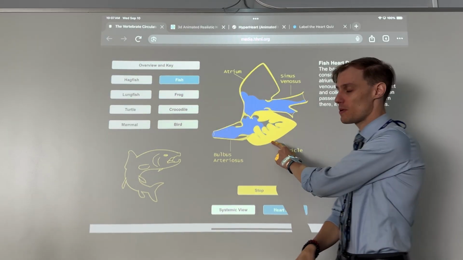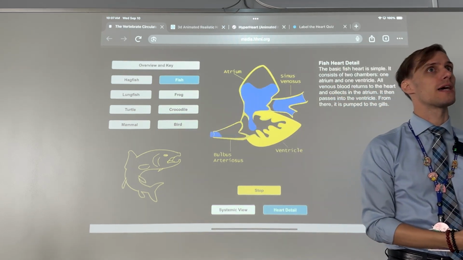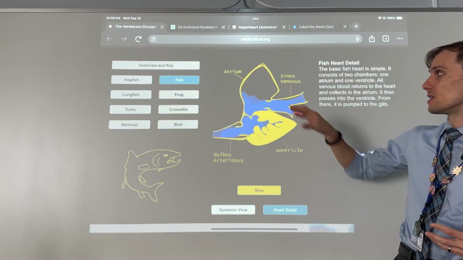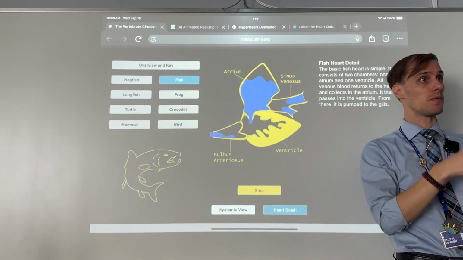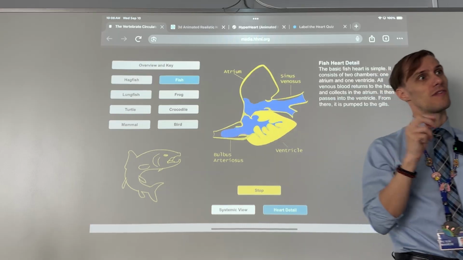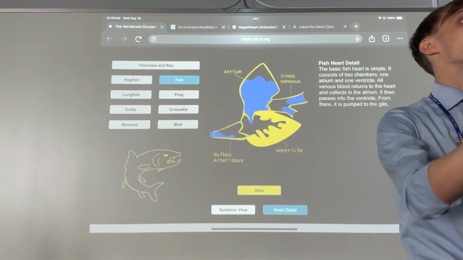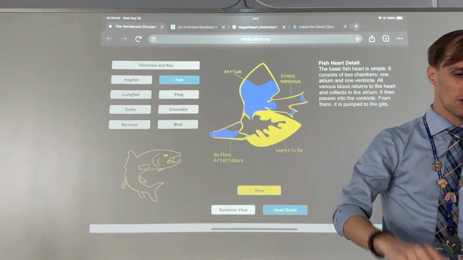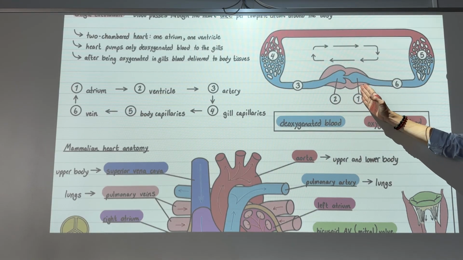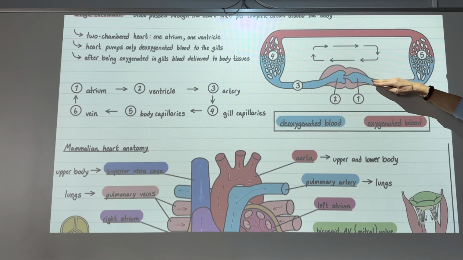Actually, this will be a recurring theme even when you look at the tissues in the mammalian heart as well, where you see that the muscles in the atrium are going to be significantly smaller than the muscles in the ventricles, because the ventricles are pushing blood a much further distance than the atria are. Then here is my 2-chambered heart. Here would be the atrium, here would be the ventricle.